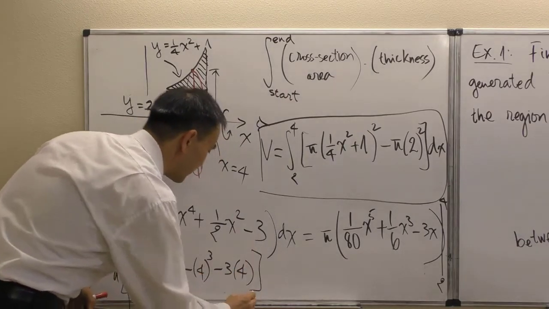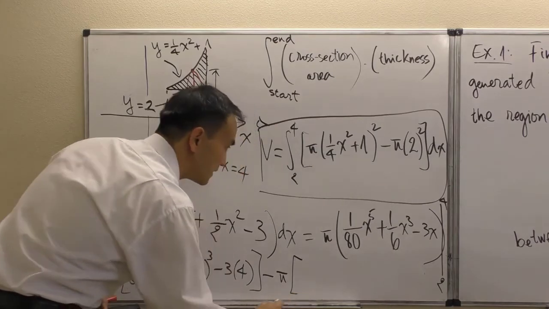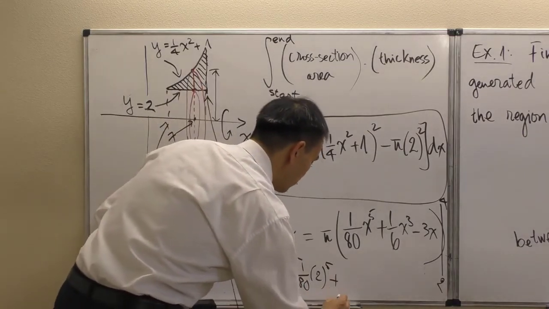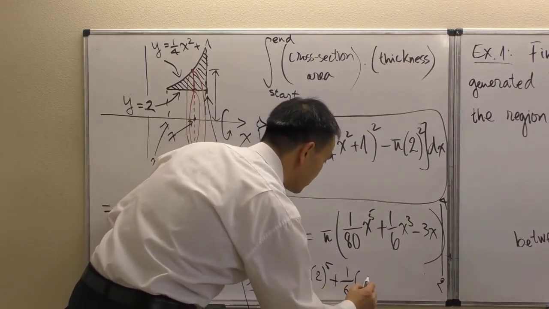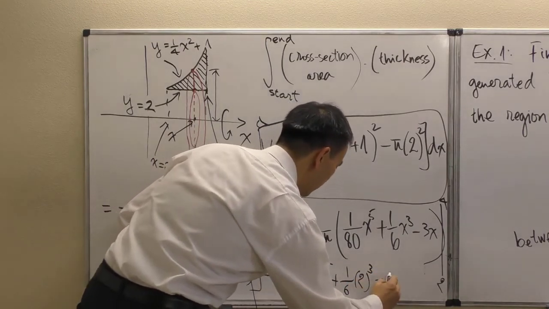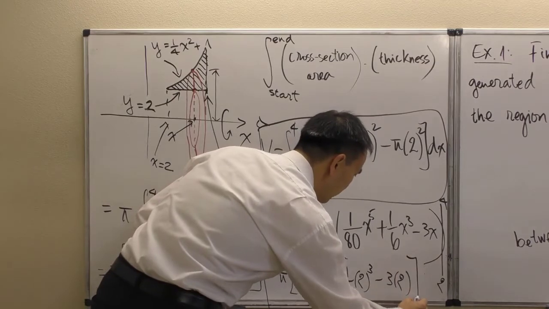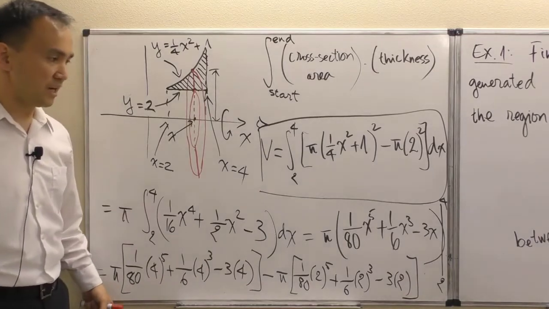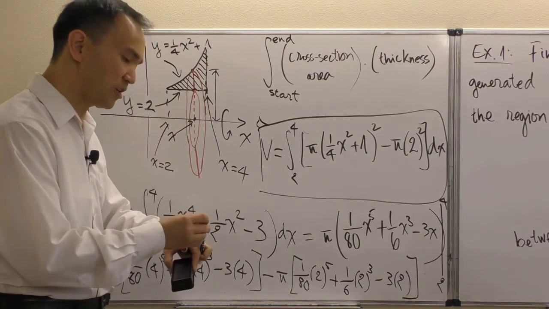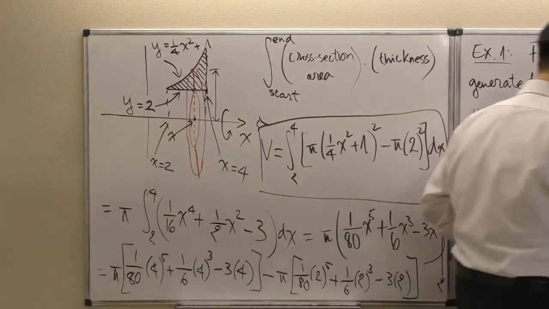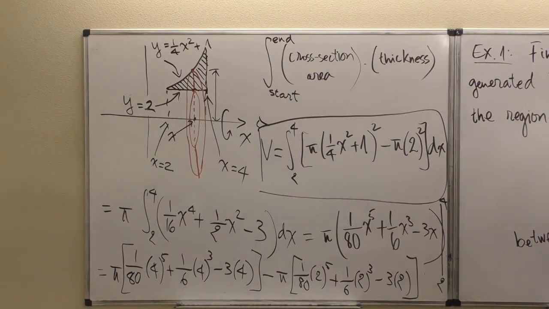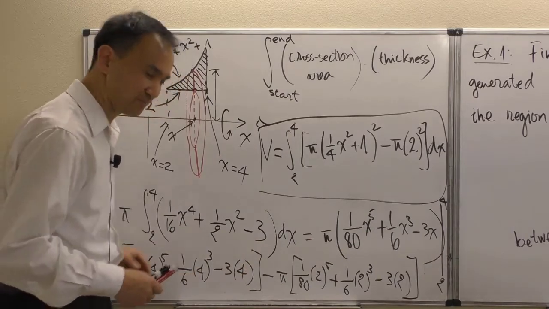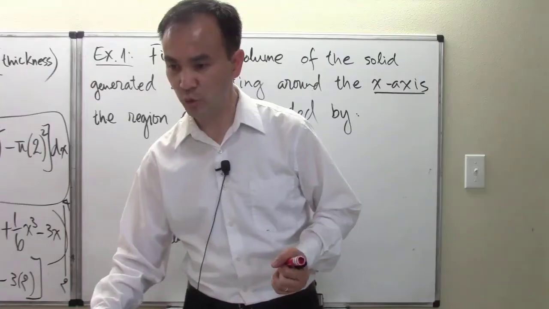Okay. And then now I'm going to subtract again. There's pi, and then 1 over 80 times 2 to the 5th power plus 1/6 times 2 cubed minus 3 times 2. All right, and that completes our substitution work right here. And now I'm going to quickly step away for a final calculation. All right, and so now with all of that work completed, allow me to swing to the other board.